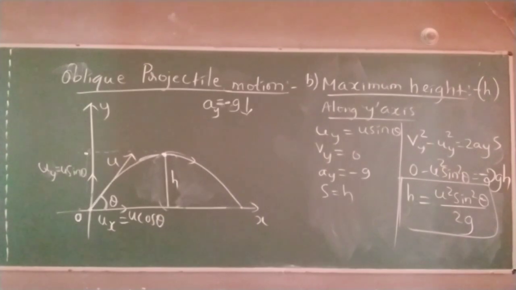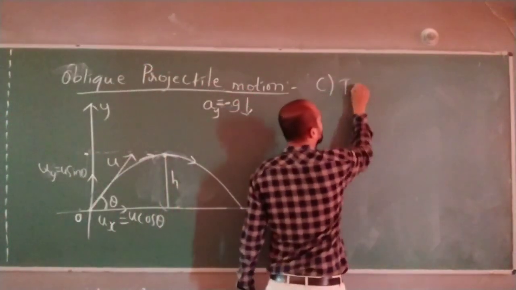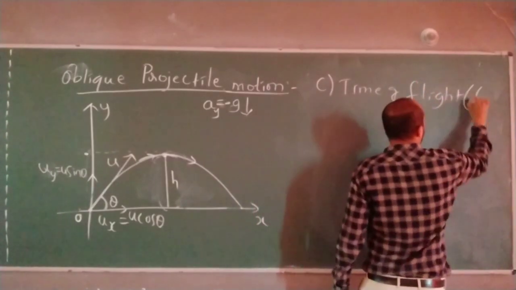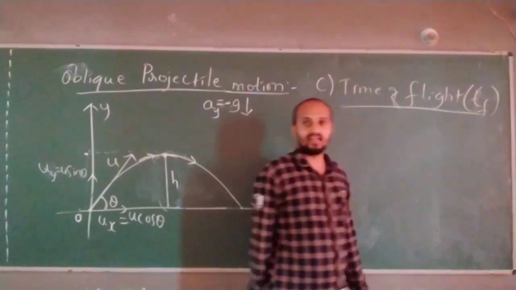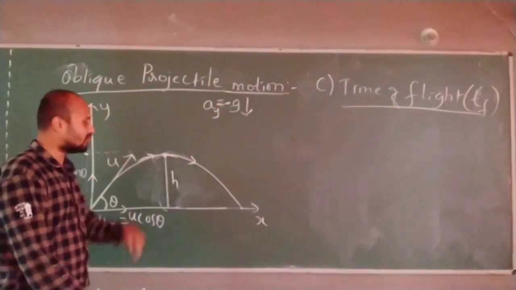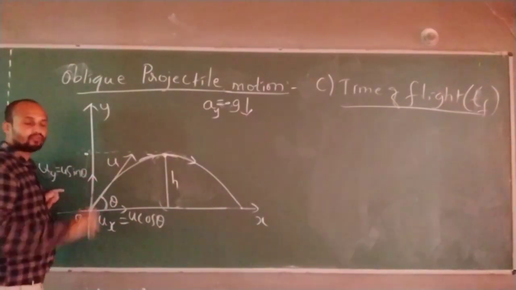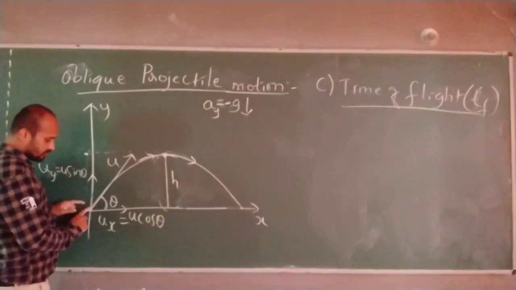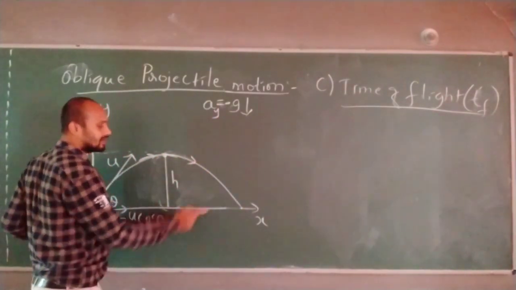Next we find the time of flight. We know the expression already, I told you previously: time of flight is 2u sin theta by g. Let me derive it here. Again, using along y-axis motion only. Time of flight is the time taken by the body to complete its journey from this point to this point. That is the total time of flight.